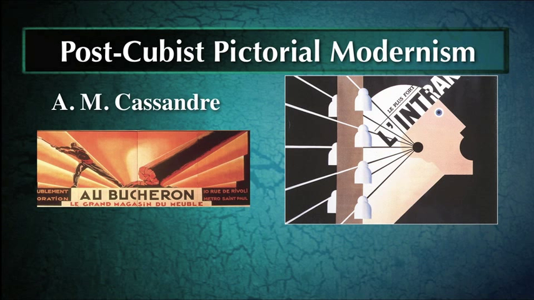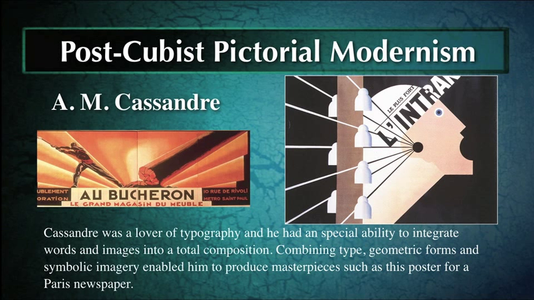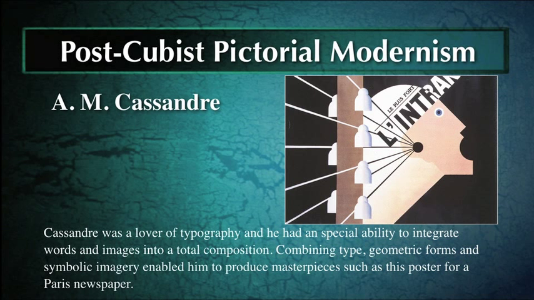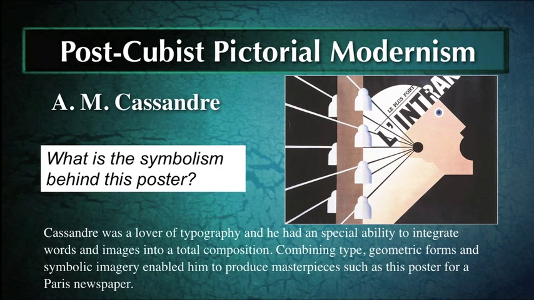These designs are two-dimensional and composed of broad, simplified planes of color. In reducing the forms, he was very close to synthetic cubism. He was also a lover of typography, and he had a special ability to integrate words and images into a total composition. Combining type, geometric forms, and symbolic imagery enabled him to produce masterpieces such as this poster for a Paris newspaper on the right-hand side. I want you to be able to tell me what is the symbolism behind this particular poster.